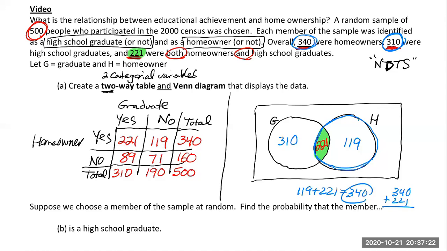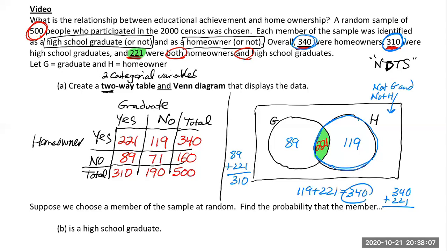So we really want the whole thing to add to 310. So that would be, what is that, 89. So 89 plus 221 equals our total graduates, which is 310. So then we just have one last number. This space out here, not in the G circle, not in the H circle, we have all the people who are not graduates and not homeowners.